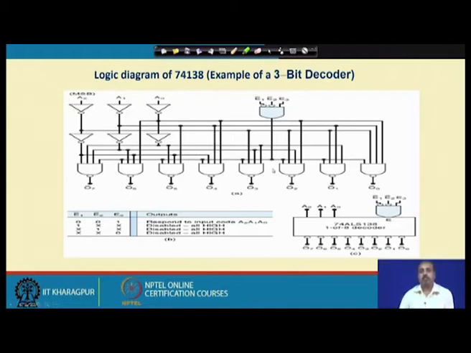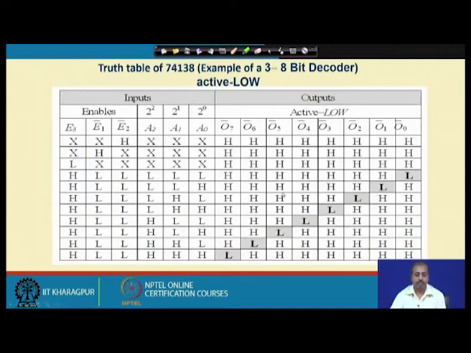So, apparently it seems, why do we need so many enable lines? E1, E2 and E3. So, this helps in the logic design many times. Maybe in my circuit I have several decoders and the same input combination is going to a number of decoders, but I do not want them to be active simultaneously. So, the availability of these multiple enable lines helps in the process. That is why the 74138 has a structure like this.